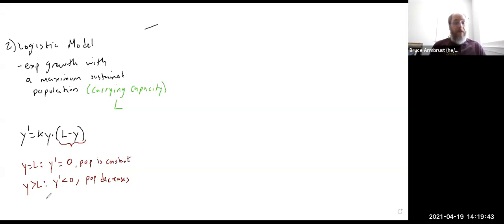So this is in here so that if we get bigger than our carrying capacity, the population is going to drop off. The coyote are going to die. There are too many of them. They're going to die from starvation or whatever else. Okay, and then if y is less than L, this is now positive, everything's positive.